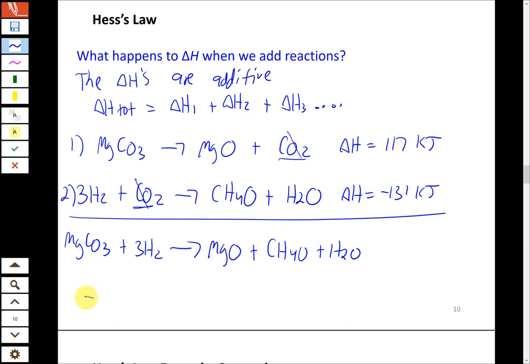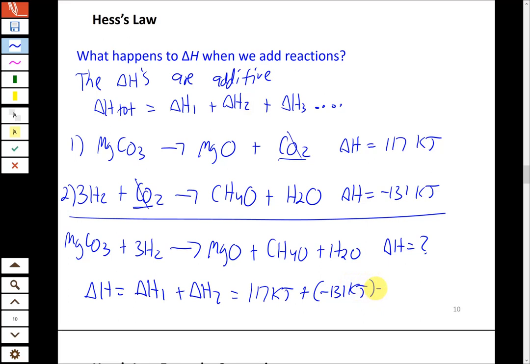And the delta H for this is just the sum of the two. So the two given equations that we added together, we just have to add their delta H's to get the overall delta H. So the first one is 117 kilojoules. Second one is minus 131 kilojoules. And that comes out to minus 14 kilojoules.